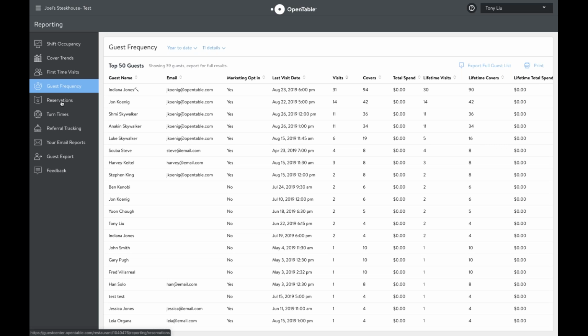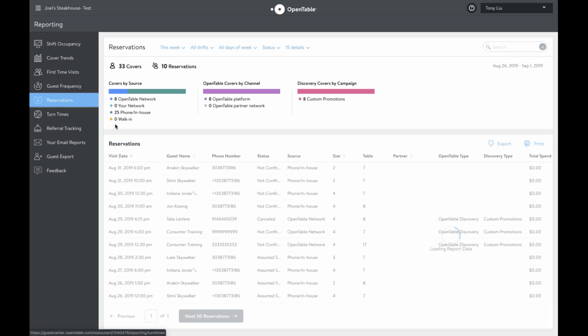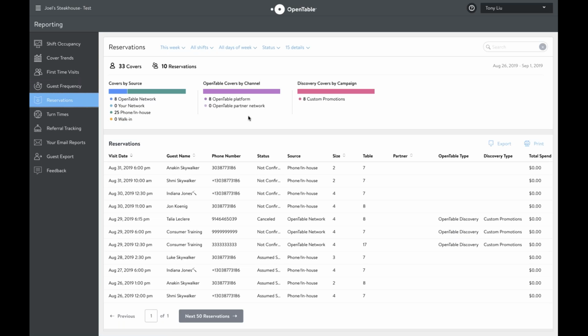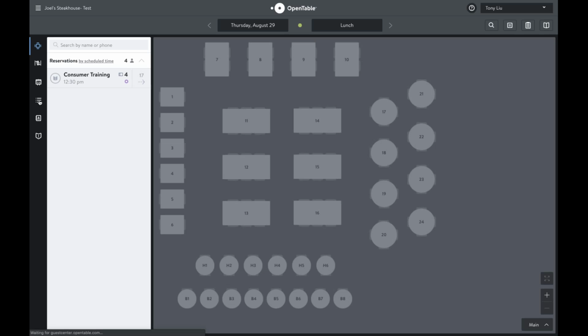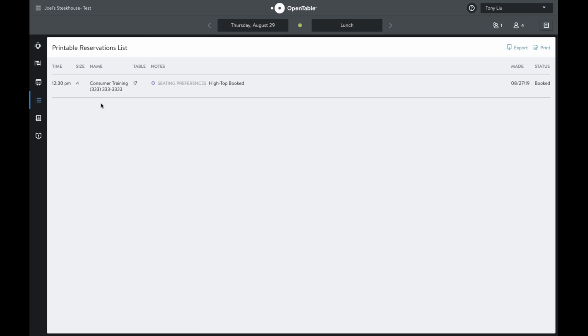All right, reservations. This report right here is pretty straightforward, a lot better than the default reservations report under front of the house. Under front of the house, there's a report that quickly punches out, called a printable reservations report. It shows you the name of the reservation, notes, table, when it was made, and what the status is. You can export that and print it.